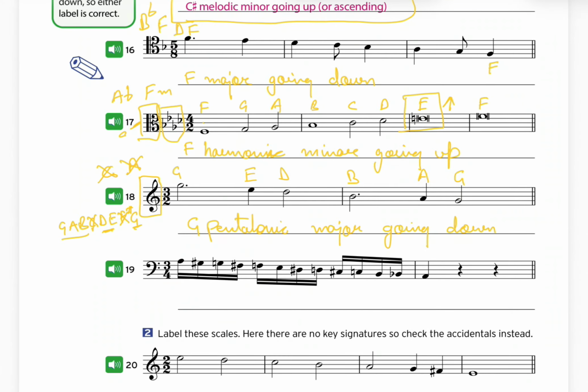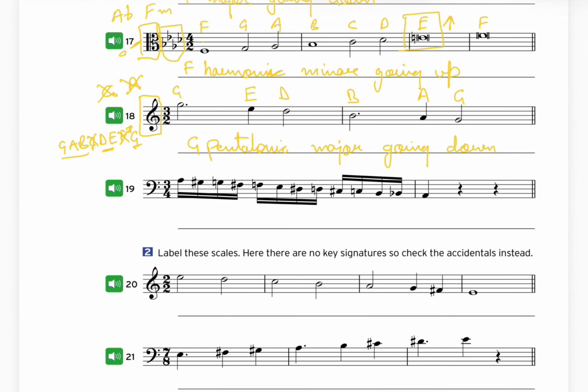Okay, let's find out the next one. So next one is a bass clef. Okay, and again there is no key signature. That means again we have to check whether it's C major or A minor. So now if we check, the first note is A as it is a bass clef, and the last note is also A. Now that means this is A minor scale, but let's check the accidentals.